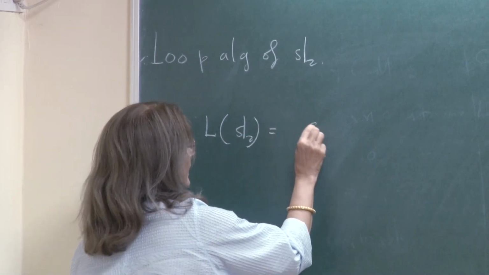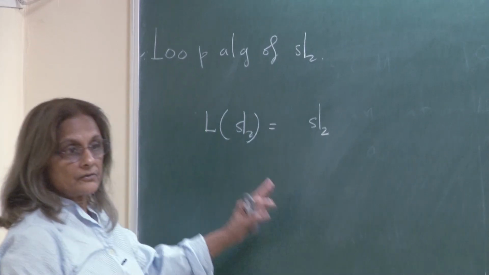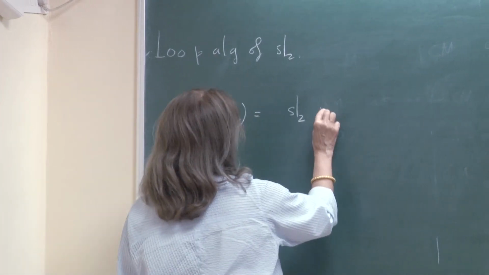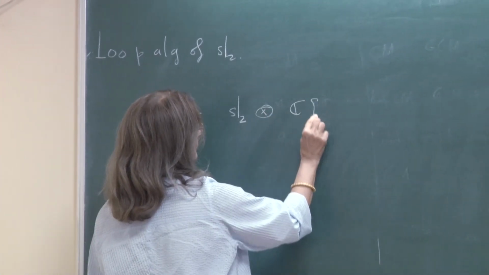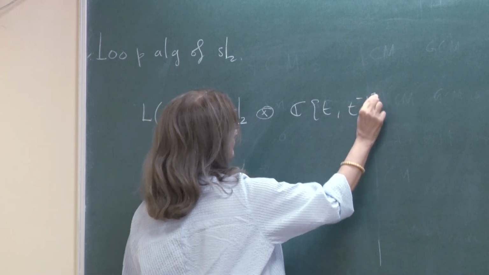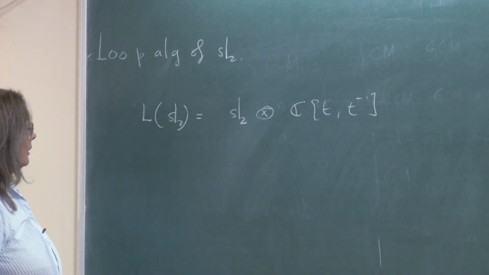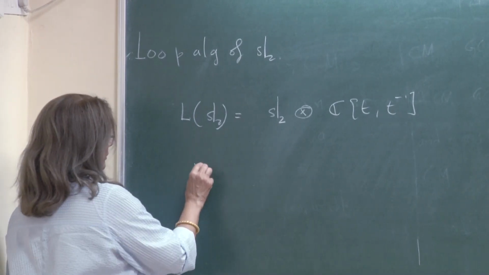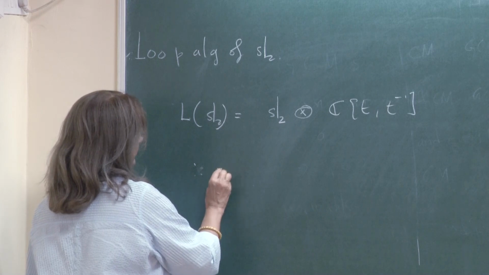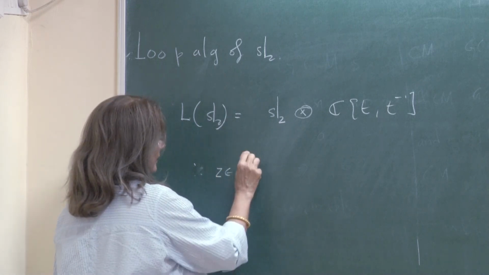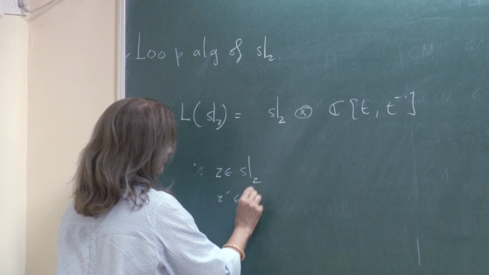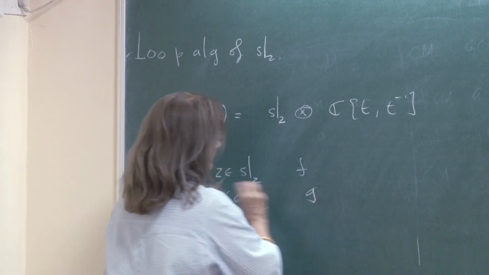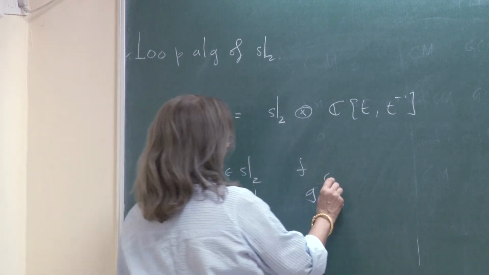So you take SL2 and you extend scalars. SL2 is the complex 2 by 2 trace 0 matrices, and instead of that, you tensor it with a Laurent polynomial ring in a single variable. Okay. So this can be made into a Lie algebra in a very trivial way. You take elements Z and Z prime in SL2, and you take f and g in C[t, t inverse].